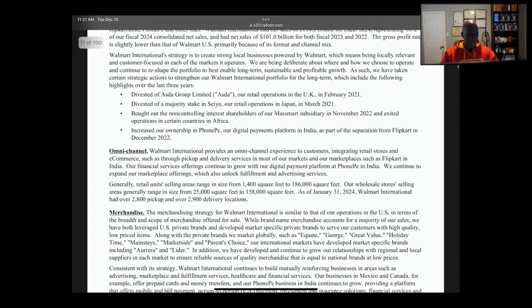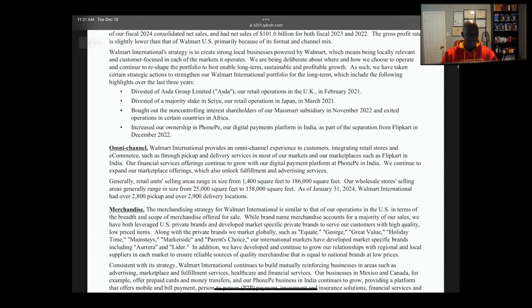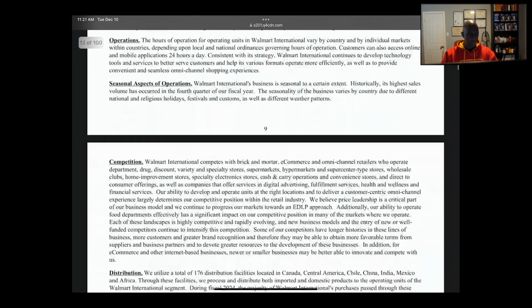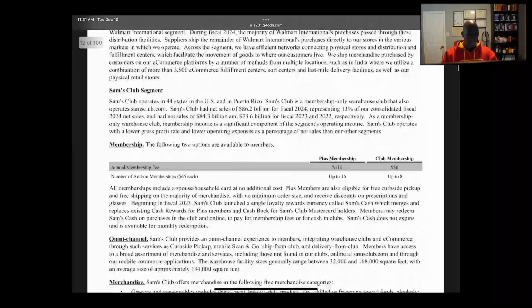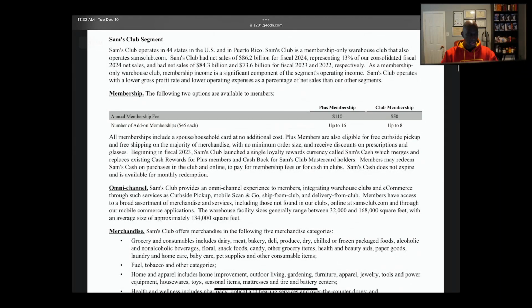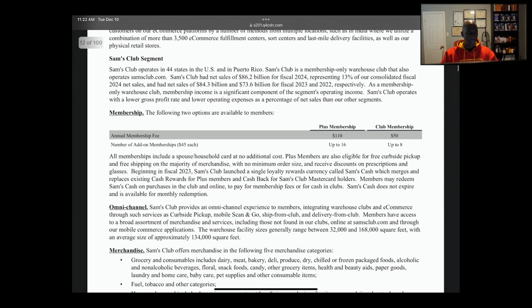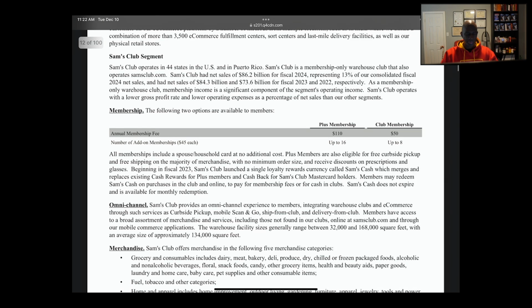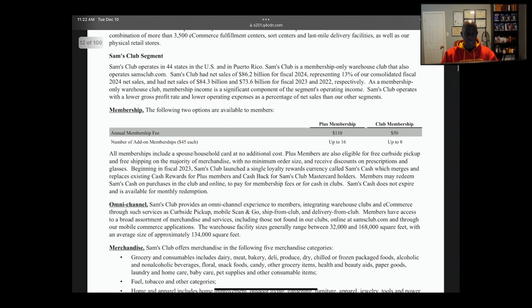because now I see that they're about to start breaking this down by segments: competition, distribution. Here we have membership, and this is for the Sam's Club segment. Plus membership is $110. Club membership is $50. Number of add-on memberships is $45 each. Why is that information important? Because this information is important to them, right? Now, those numbers started popping out at me.